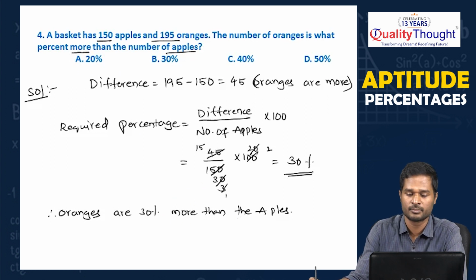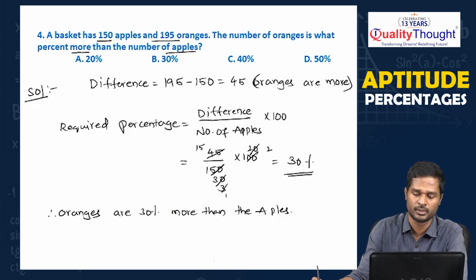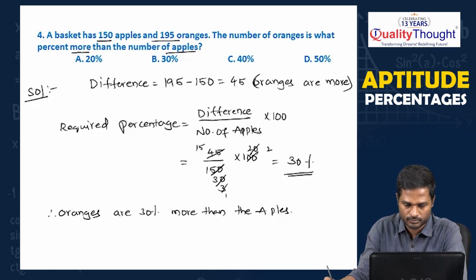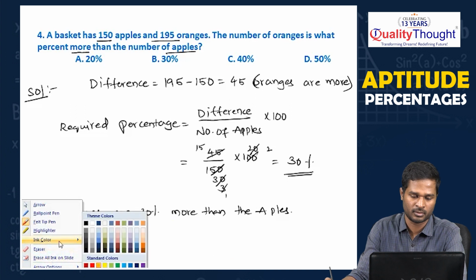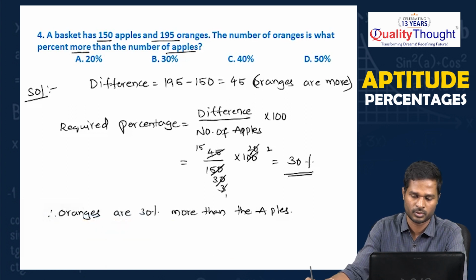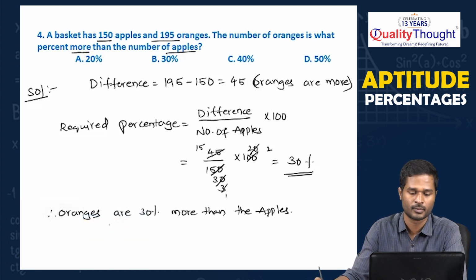So, cancel the things, you will get the answer. Directly you can do 15 3s are 45, 15 10s are 150, you will get the answer. Anyway, you can do it, right. So, this is the answer we get. So, here it is apples. So, the oranges are 30 percentage more than the apples in the given basket. This is the question.